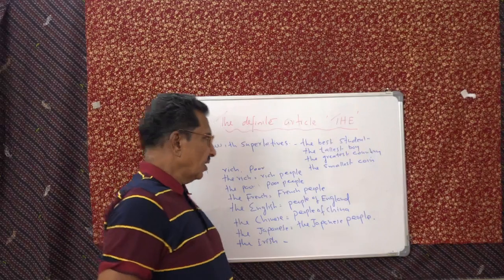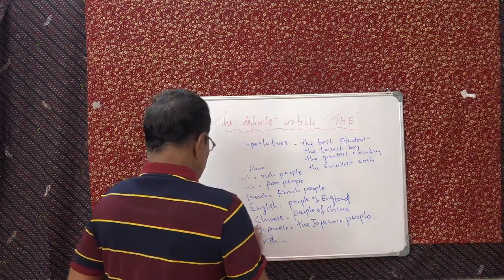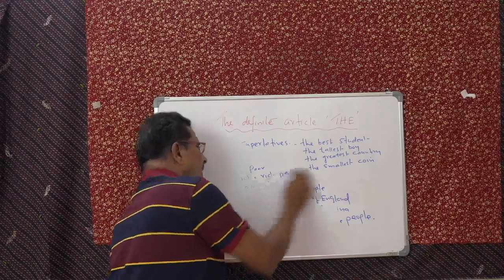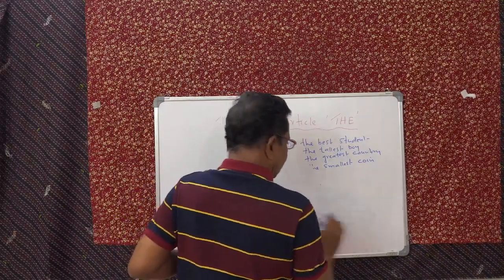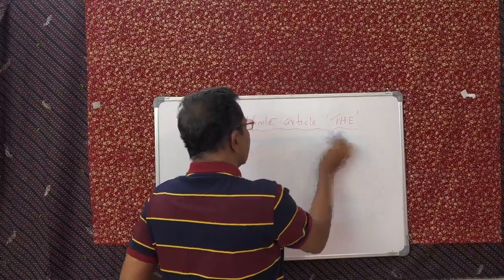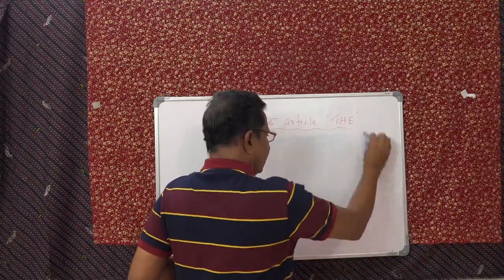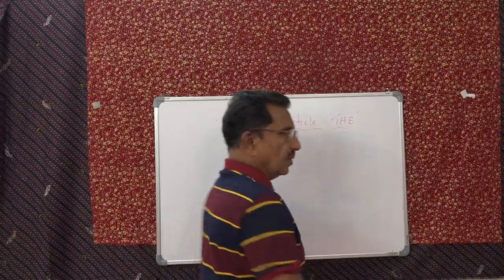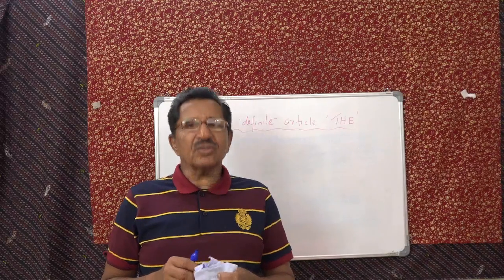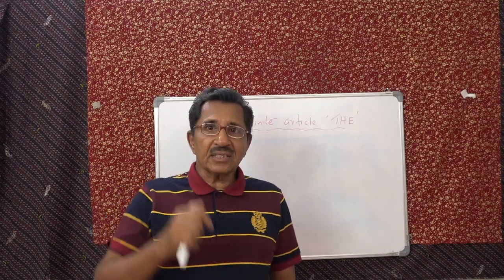Understand that? So today, you remember, what is the first use? With superlatives. The second use is with adjectives, some adjectives that mean people. If you see an adjective and it means people, then you should use the. Like you have seen just now: the French, the Italians. So that becomes easy for you. So two points to remember today: first, with superlatives; second, with adjectives when they mean people.